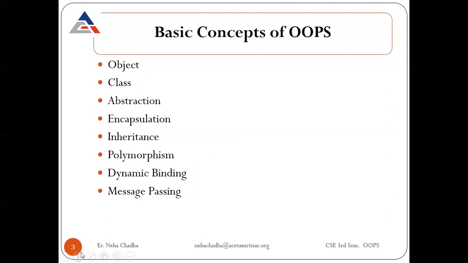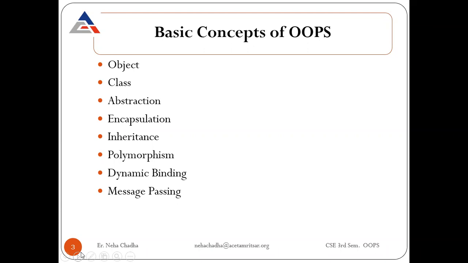First, we will cover the basic concept of OOPS. In the basic concept of OOPS, we will cover the basic definitions of object, class, abstraction, encapsulation, inheritance, polymorphism, dynamic binding, and message passing. In our future lectures, we will cover all in detail, but in this session, we will just cover the basic definition of these concepts that are related to your OOPS.